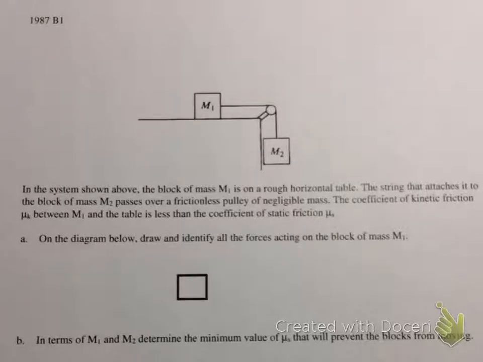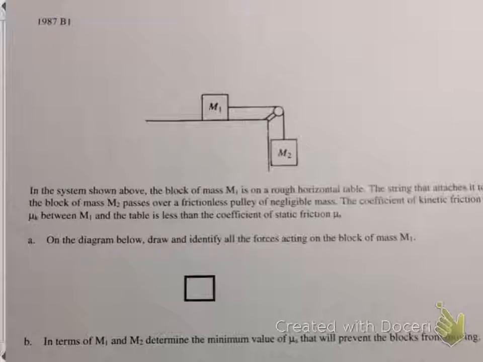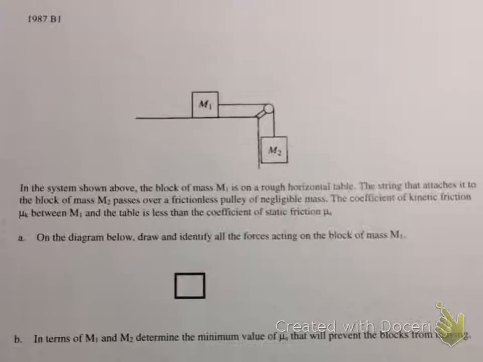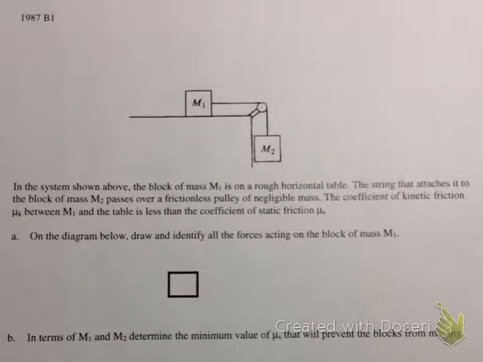Alright, so we have another Atwood machine. This is from the 1987 Physics B exam. We have two blocks, M1 and M2. M1 is on a horizontal table, and we are told that it is rough, so this means that there is friction present. The string that attaches them passes over a massless, frictionless pulley.